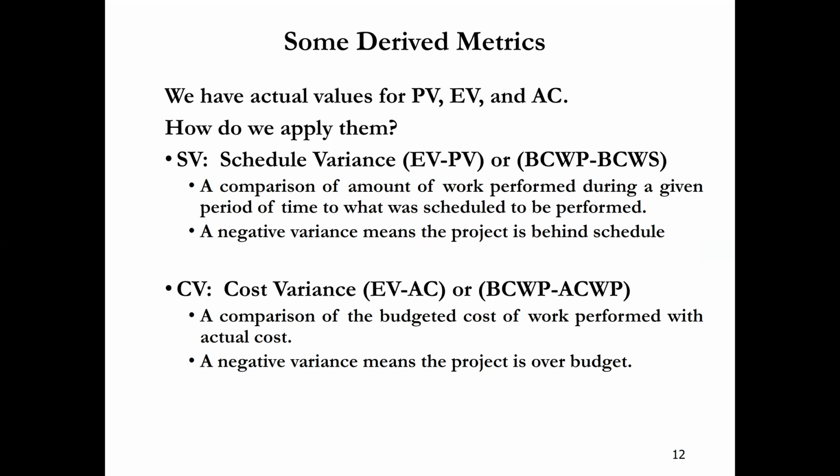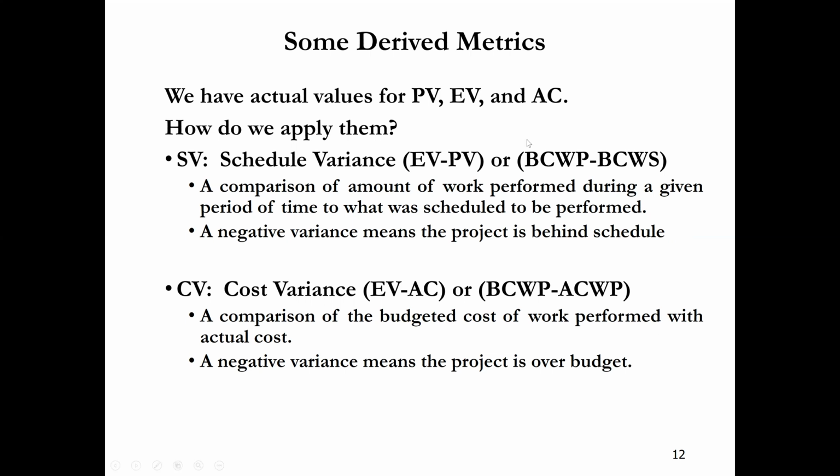we are going to derive some metrics. We have actual values for PV, EV, and AC. How do we apply them? SV is the schedule variance. Schedule variance is EV minus PV, where EV is the budgeted cost of work performed and PV is the budgeted cost of work scheduled. It is a comparison of the amount of work performed during a given period of time to what was scheduled to be performed. A negative variance means the project is behind schedule.